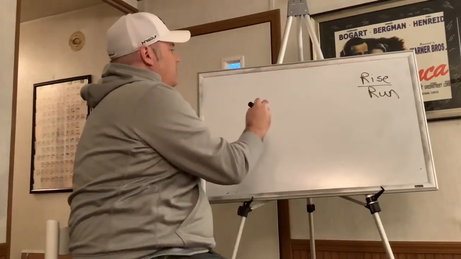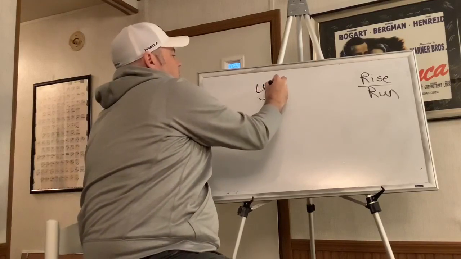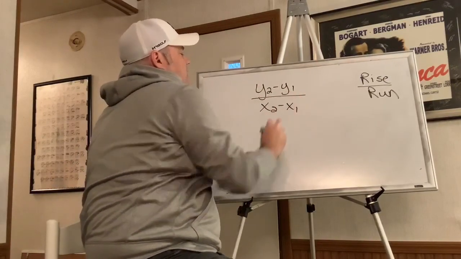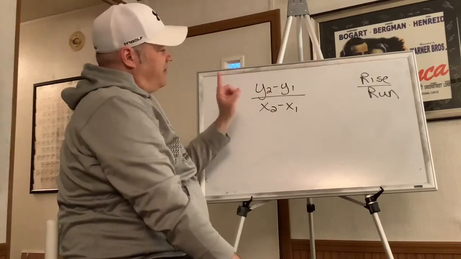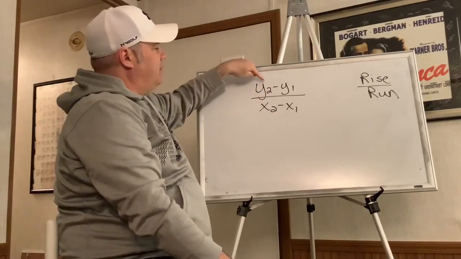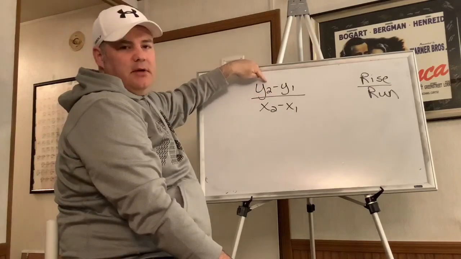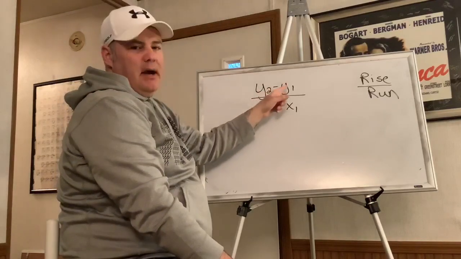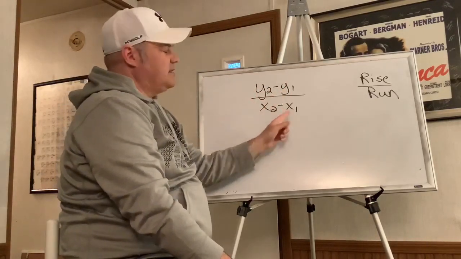So here's the formula for that. And it looks kind of weird, but it's actually not as hard as it looks. And first thing I want to point out, these are not exponents. This is not y squared. Otherwise, I would have written the 2 up here to be y squared. These are just saying the second y minus the first y, the second x minus the first x.